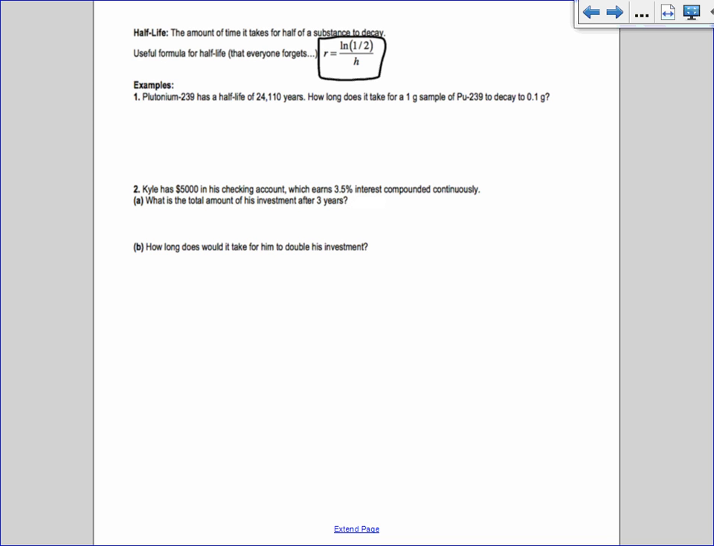It's kind of interesting. Okay, so plutonium-239 has a half-life of 24,110 years. That's the only thing I want you to find when you start these problems. Okay, Basil, you with me? Yeah. So we're going to start this problem with the half-life.